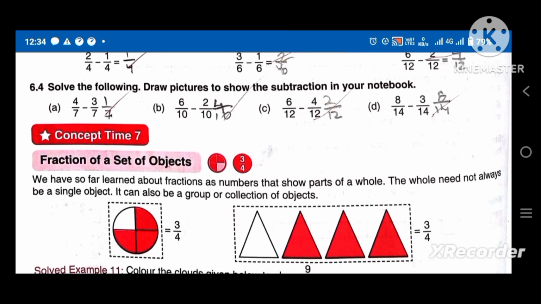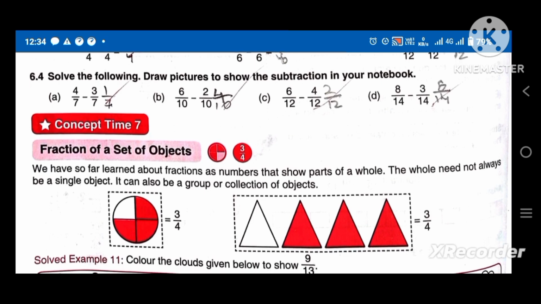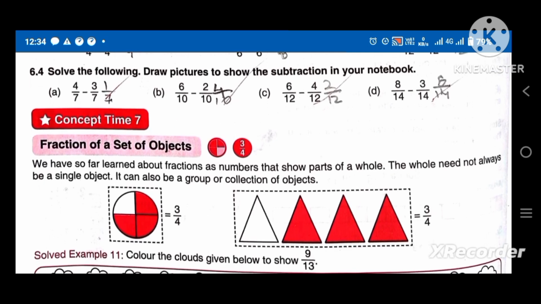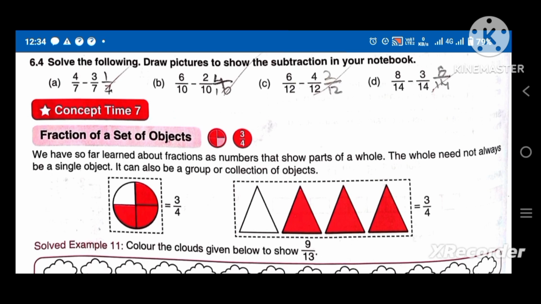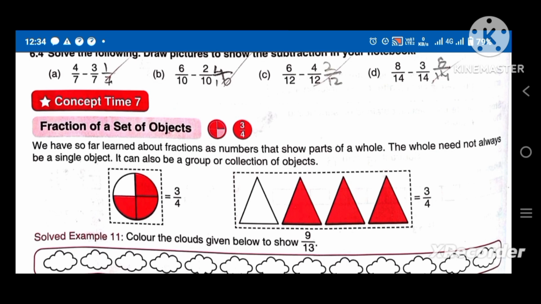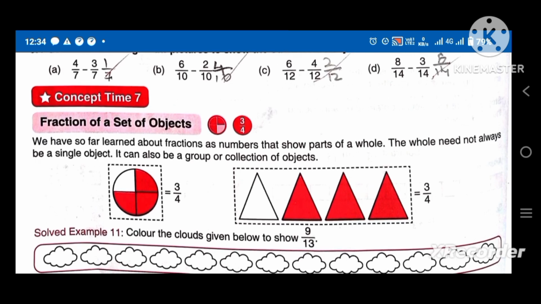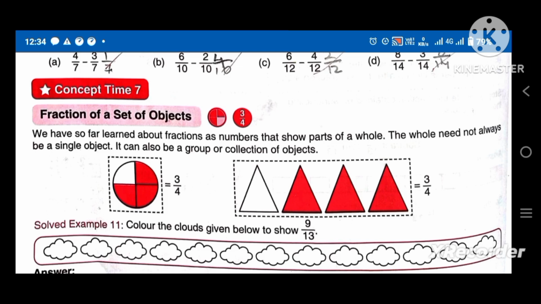Concept time 7. Fraction of a set of objects. We have so far learned about fractions as numbers that show parts of a whole. The whole need not always be a single object. It can also be a group or collection of objects. 3 by 4.